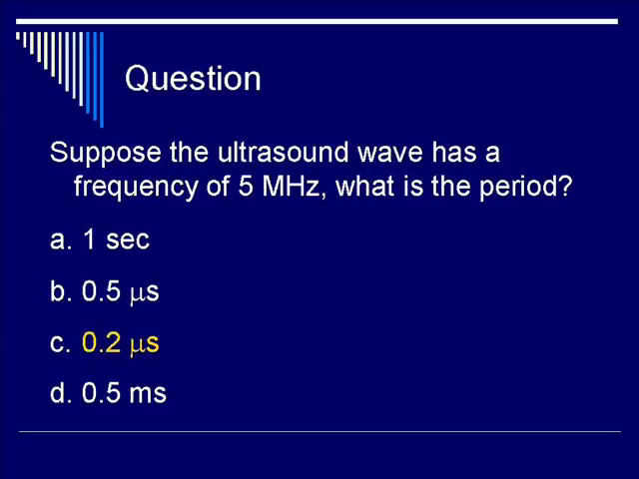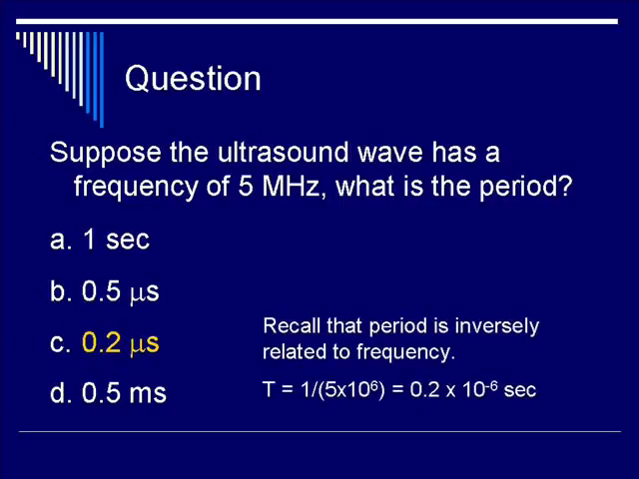The correct answer is C, 0.2 microseconds. Bear in mind that the period is equal to 1 over the frequency, which is 1 over 5 times 10 to the 6 hertz, which gives you 0.2 times 10 to the minus 6 seconds, or 0.2 microseconds.